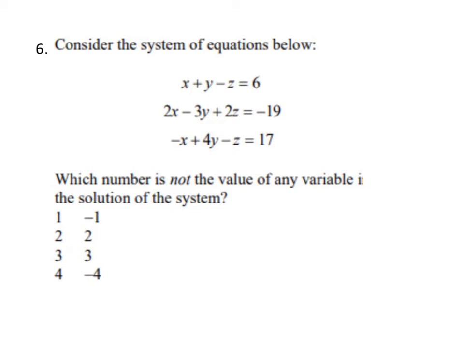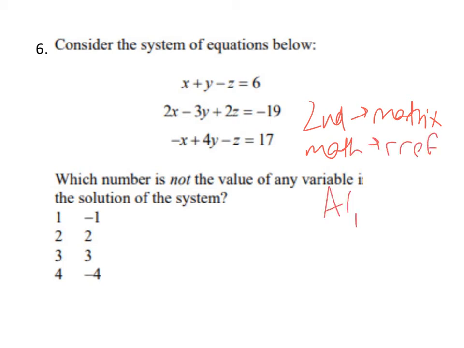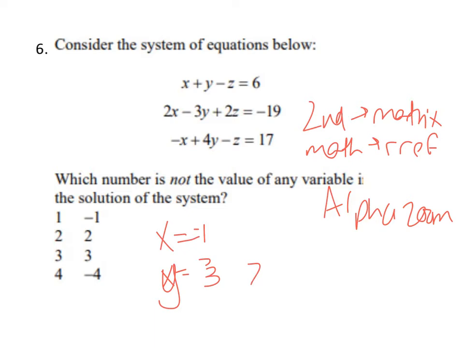For this guy, you're going to use your calculator. So if you remember, you're going to press second, then you're going to press the button matrix. You're going to go over to math, and then choose RREF, and then press alpha, zoom. Make sure you have a 3 by 4, and you're going to enter all the coefficients in, and when you do that, you're going to get x equals negative 1, y equals 3, I'm sorry, and z equals negative 4.